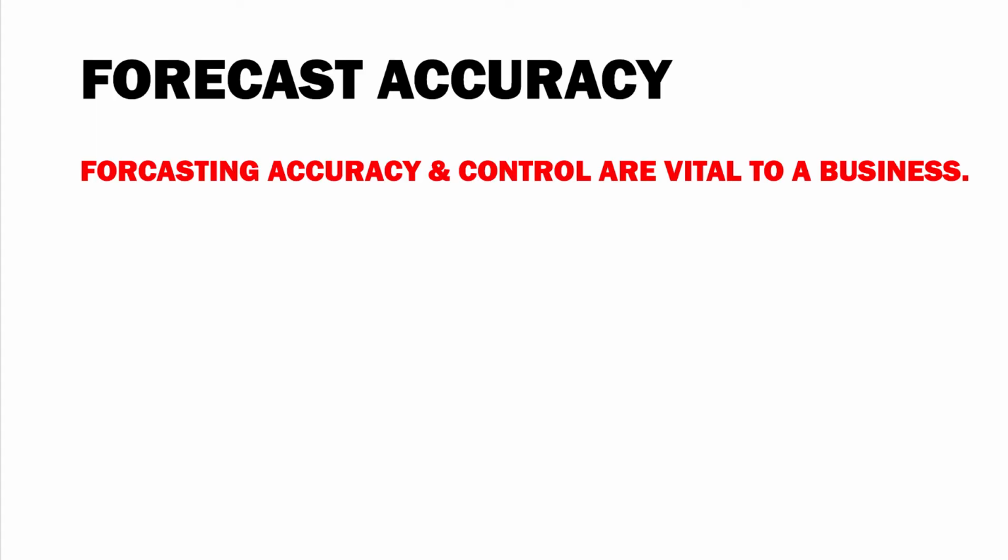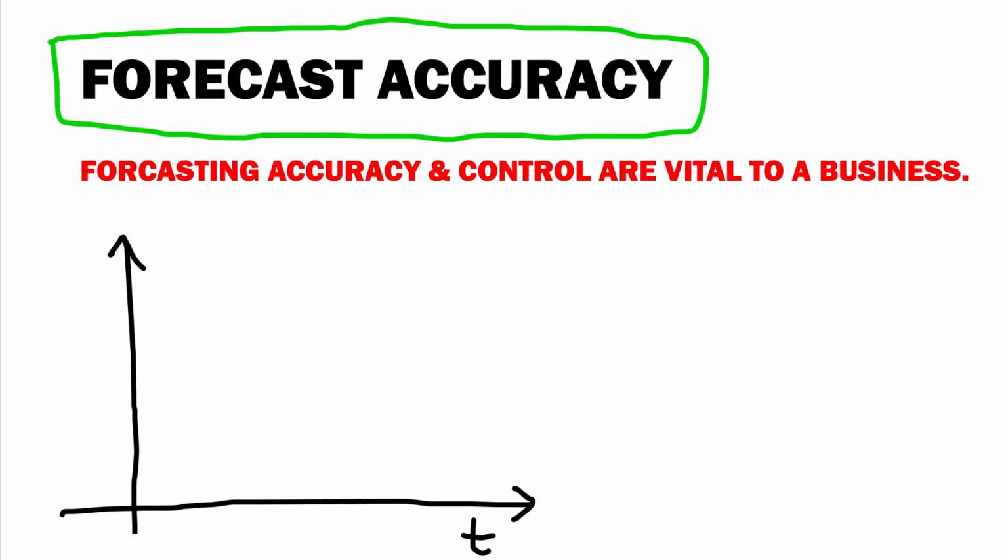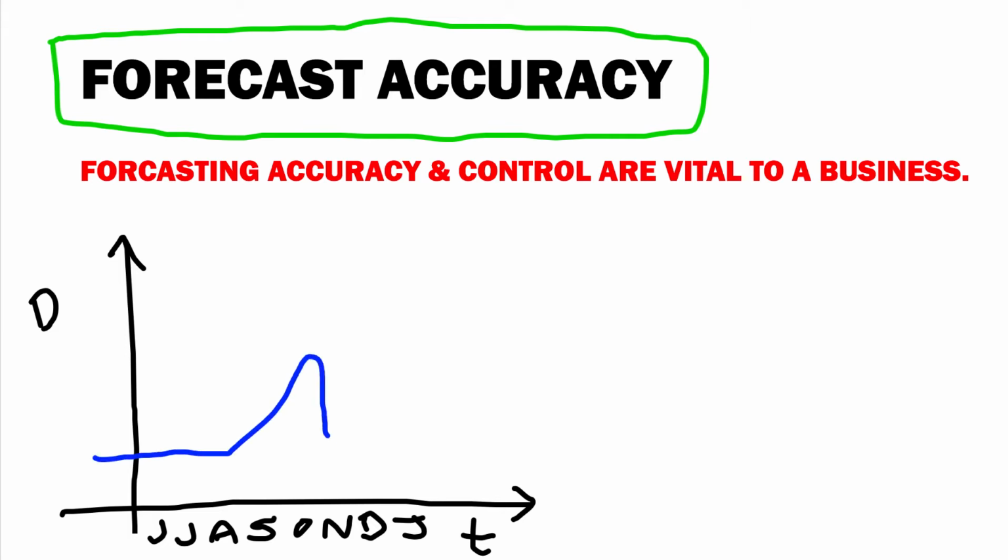Before we talk about the social model though, I want to quickly switch gears and talk about forecast accuracy. Forecasting accuracy and control are vital to a business in a number of ways. For example, imagine you forecasted the following demand for a costume store like we did earlier. And like we said, because there is a higher demand in October, we would be making the following seasonal forecast.